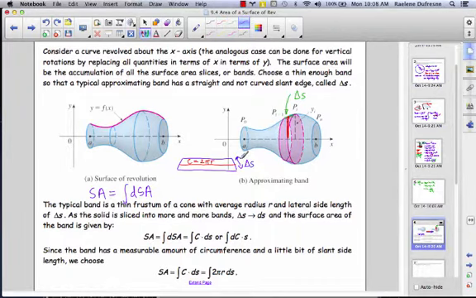And as we take thinner and thinner slices, the slant side of each band, delta s, gets more and more straight and is approximated by a little bit of slant side. So we are going to choose a measurable amount of circumference multiplied by a little bit of slant side, as opposed to dc times s. And so the circumference gets replaced with 2 pi r, we multiply by ds, and we integrate.